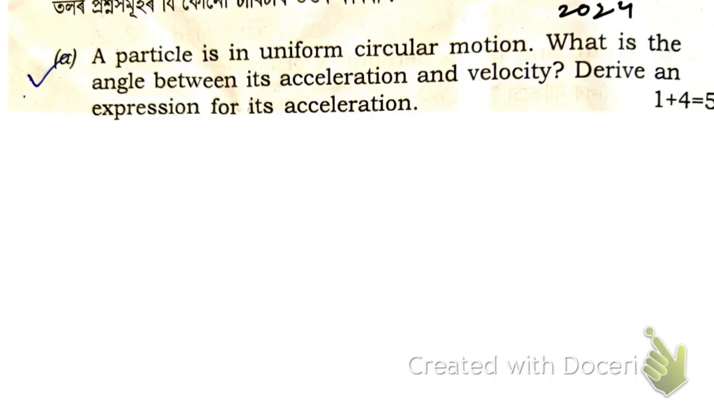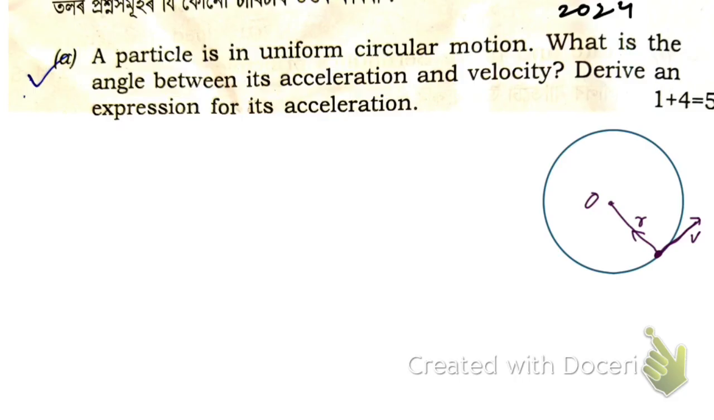A particle in uniform circular motion, what is the angle between the acceleration and velocity? Derive an expression for its acceleration. Let me derive it. Now you see, suppose this is the circular path and here we have a particle. This is the center of the path O, and the radius of this circular path is R. The direction of velocity at this position will be tangent to this circle, in this direction, and the acceleration will be directed towards the center. That will be called centripetal acceleration, and the angle between this velocity and acceleration will be 90 degree.